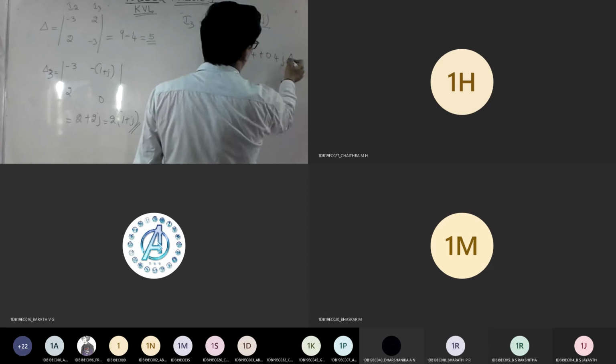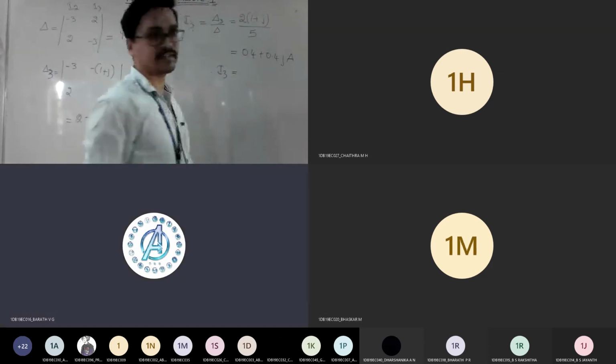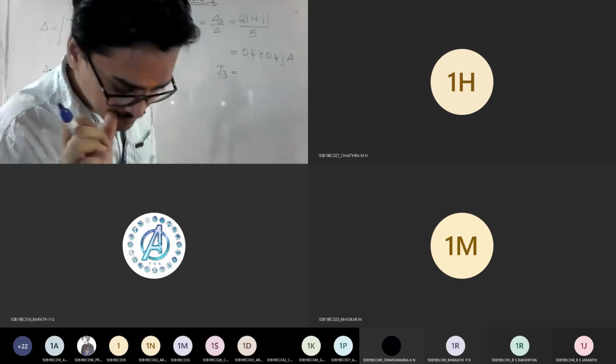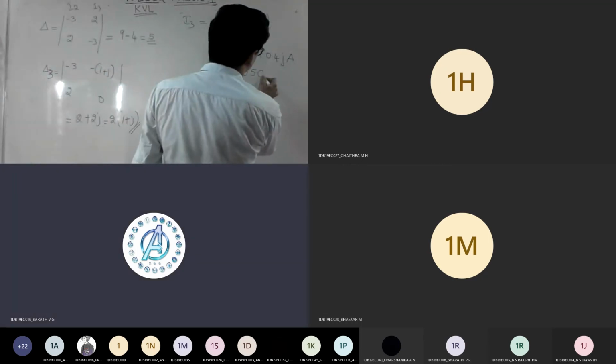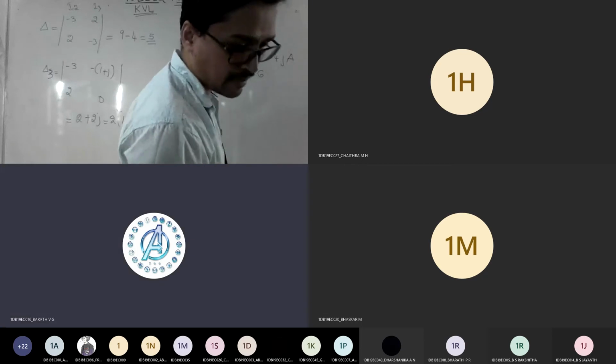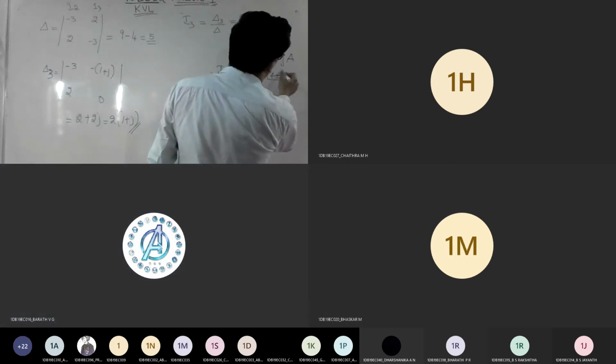So convert this to polar and tell me. You can keep the answer in rectangular also, polar also. 0.5656, so 0.56 at an angle 45 degrees. Good.